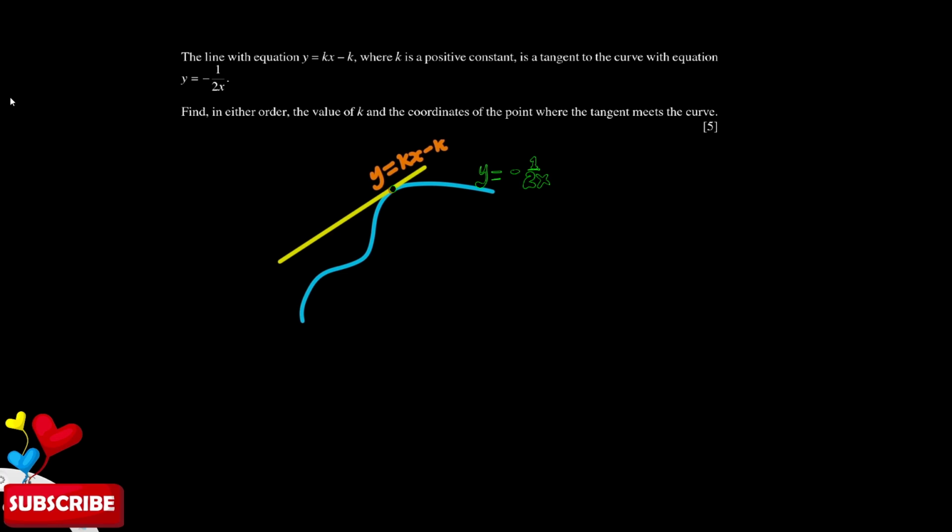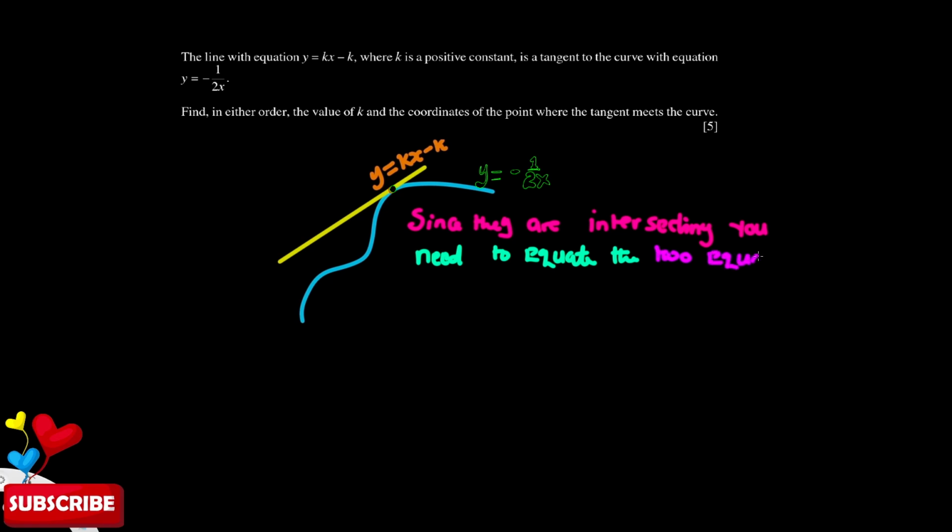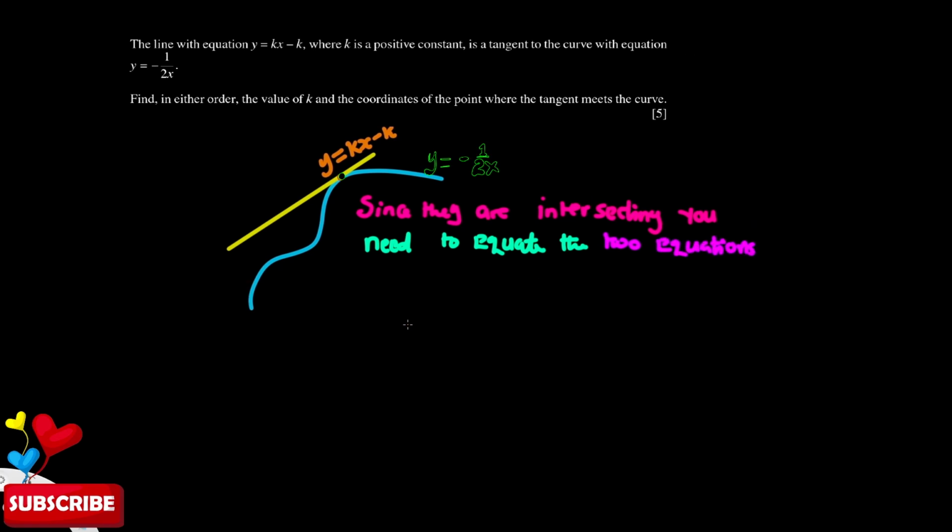Now, since a line and the curve are going to intersect, it means that we are going to equate the two parts of the equations so that we can be able to solve. Having this, we can rearrange so that we have a quadratic equation. And remember, now we need to find the discriminant.